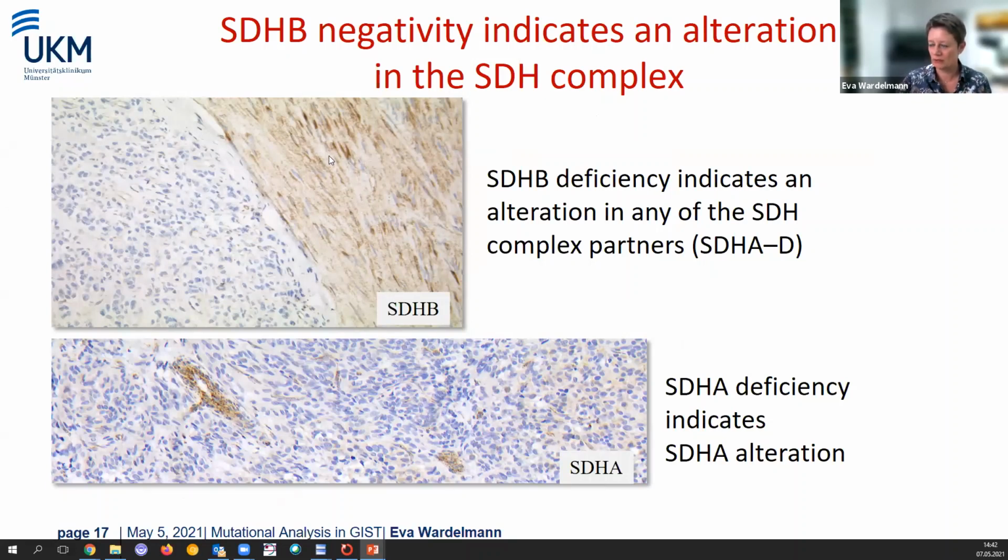So this is normal in the whole body. We've got SDHB, and this is negative. So if we've got a loss of SDHB, we can suspect that the SDH complex is defect. And this is very important because then we have a different biology of these tumors, and also the treatment is completely different.